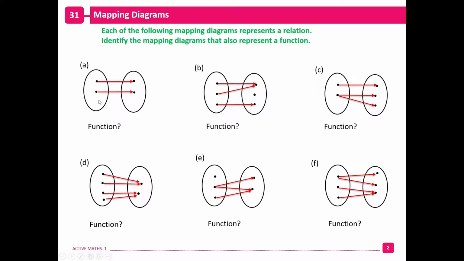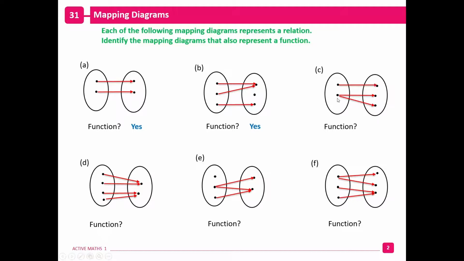Let's look at A. Is it a function? Each input maps to a unique output. So yes, it is. B. We have 2 inputs mapping to the same output. This is a case of many to 1. Can you remember whether that's acceptable for a function? Yes, it is. 2 different numbers can start and then go into a function and result in the same answer.